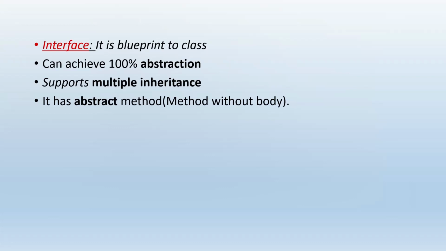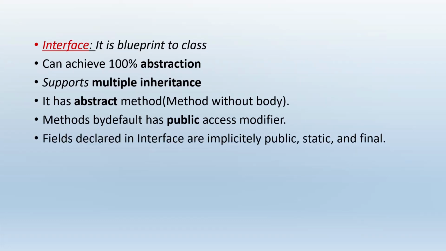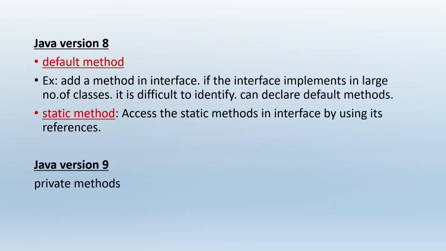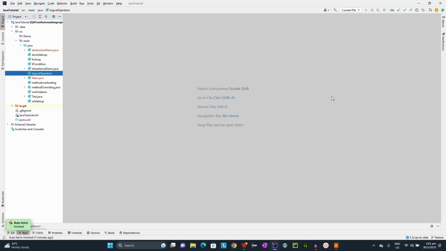Whatever methods we declare in the interface are abstract methods. The method by default has a public access modifier. The fields declared in the interface are implicitly public, static, and final. The syntax of the interface is the keyword interface, then the name we can give, and inside the curly braces we can write the code. Let's see it in the demo.